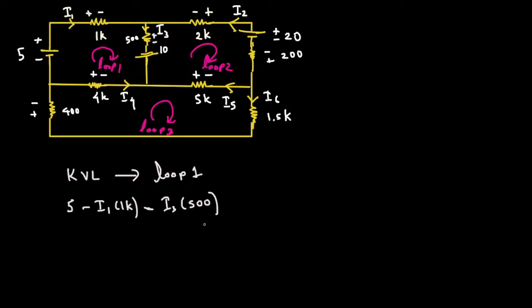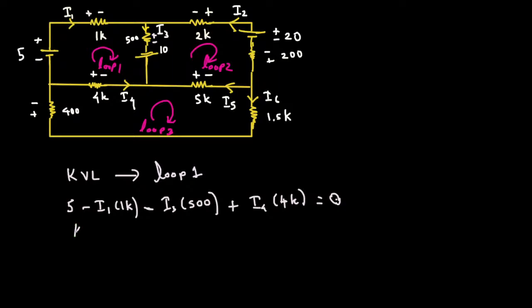And the next one, if we take clockwise, this is minus to plus, 4k times I4. Minus to plus is positive, so plus I4 times 4k, and that is it. That's equal to 0. That is loop number 1.